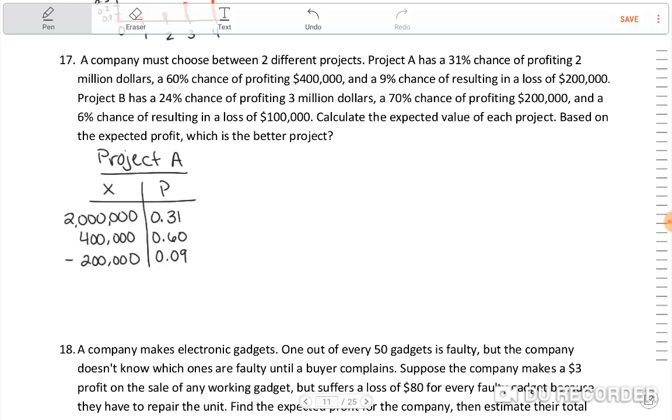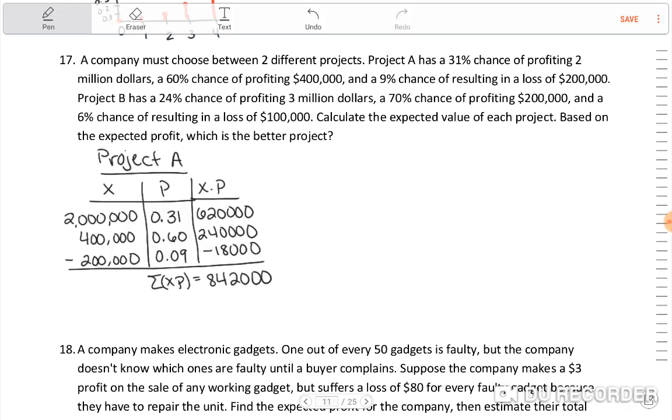Okay, so in order to find the expected value, I need to know what x times p is right here, right? So if I multiply 2 million times 0.31, I'm going to get 620,000. 400,000 times 0.6 is 240,000. And negative 200,000 times 0.09 is negative 18,000. So when I add all of those up, the sum of the XPs, I get, let's see, what do I get? 842,000. Now that's positive, right?